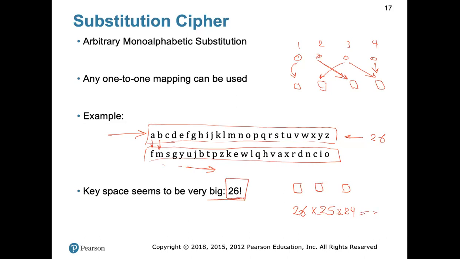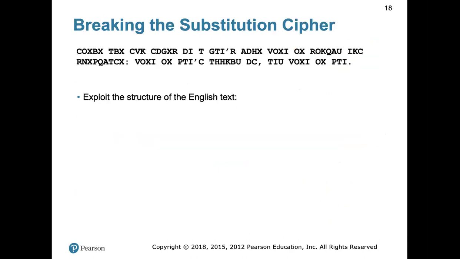The key space seems to be very big, 26 factorial, but there is one important thing that helps attackers easily break this type of cipher or encryption. That's the clue that we get from the English language, the structures and guidance that we can get from English writing. It would be helpful. And here I have an example that shows how we can break the substitution cipher easily.